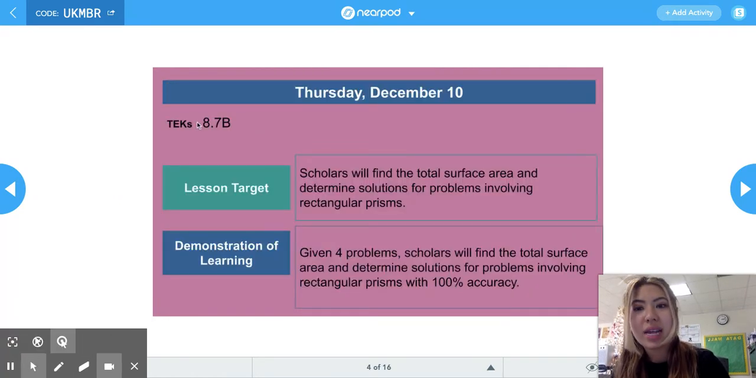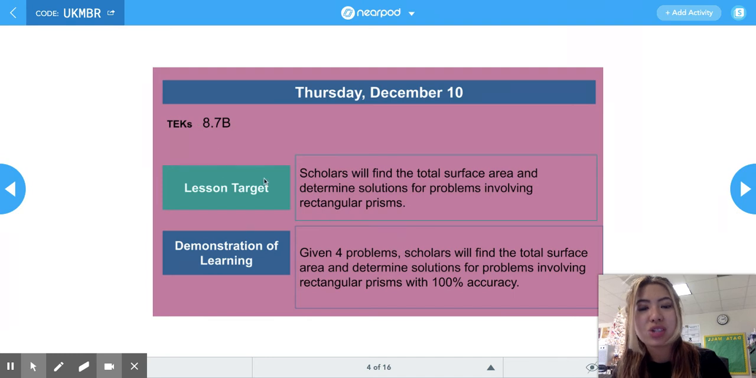So our TEK for today is 8.7b. Again, our lesson target is that scholars will find the total surface area and determine solutions for problems involving rectangular prisms. And our DOL is given 4 problems, scholars will find the total surface area and determine solutions for problems involving rectangular prisms with 100% accuracy.